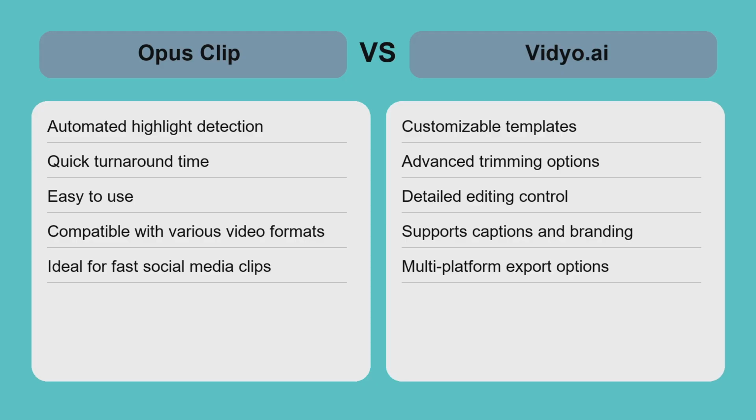If speed and simplicity are priorities, Opus Clip wins. For tailored branded clips with manual adjustments, Video is preferable. Both tools support multiple video formats and AI analysis, but cater to different user needs depending on control versus convenience.